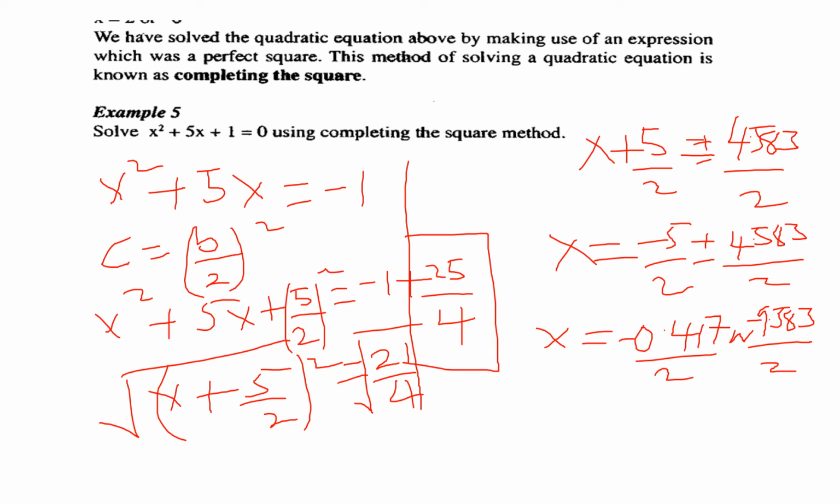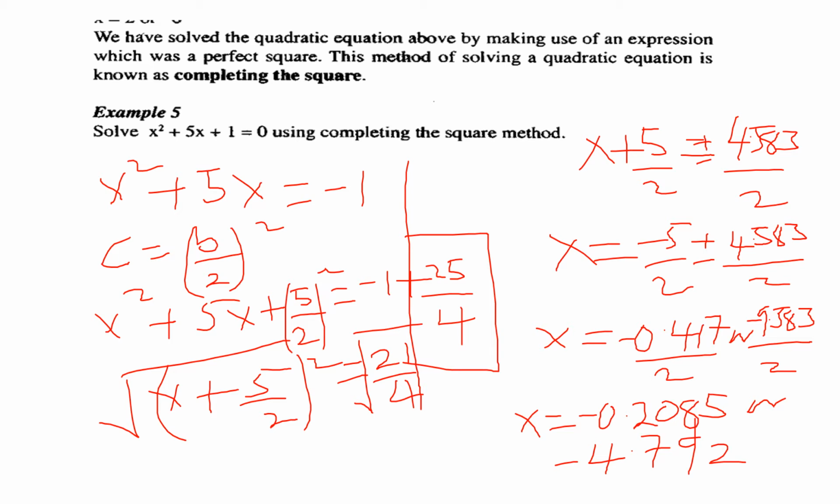So therefore in this scenario, if you put it into a decimal place, we can have the value of x from my calculator being negative 0.2085, or we can have it being negative 4.792. So those are the two values that you can have for that.